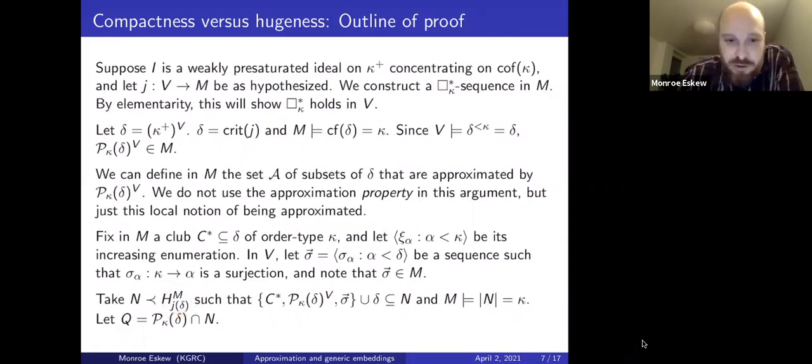Okay, so just take these objects: C star, P kappa delta of V, and this sequence of surjections sigma vector, and make sure it has all the ordinals below delta. We want it to have size kappa, which is okay, of course, because delta is collapsed to kappa, because it's the successor of kappa and the critical point of the embedding. Let's look at the P kappa delta of this model. That's Q.